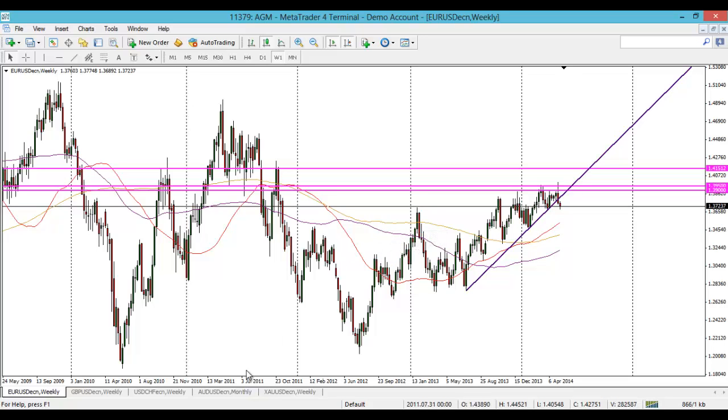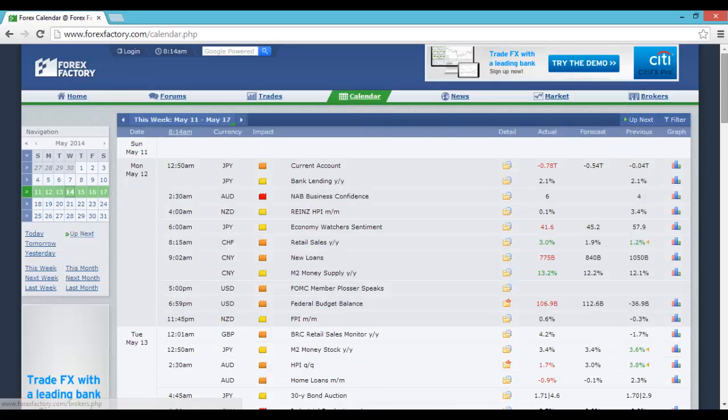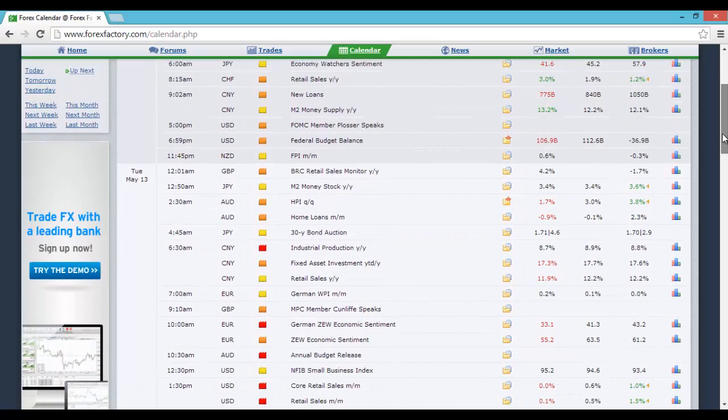Okay, then let's quickly look at the forex calendar. So today is a Wednesday. Normally do these on a Monday, but I've been quite busy the last couple of days. So yeah, Monday was very quiet anyway. The only high impact news was out from Australia, which was the NAB business confidence, and that came in at 6 from the previous 4. So yeah, then it was very quiet on Monday.